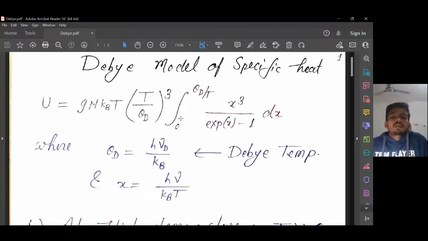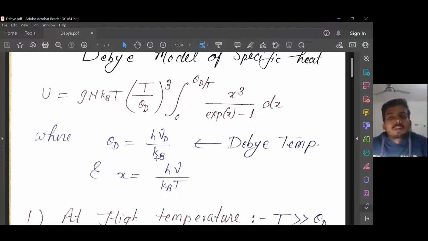Now he deduced a relation for energy, and here you see X is h nu by kBT, and theta D is called the Debye temperature. Now at low temperatures and high temperatures, we'll try deducing the relation for specific heat and see if the result matches with the experimental findings.